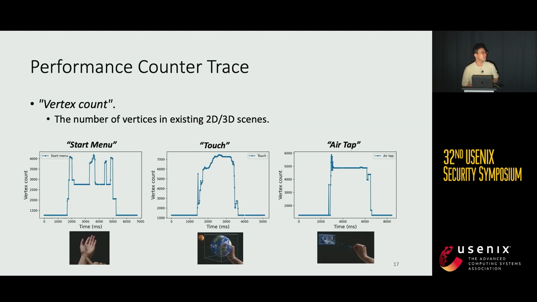Let's take a look at the raw performance counter traces we got. The counter we use here is the vertex count. Note that I'm only showing one counter, but there are actually tons of counters available in this work and in the SDK. This one just shows one case, where we can have one counter as a signature. There are three different hand gestures: start menu, touch, and air tap. They have totally different performance counter traces.